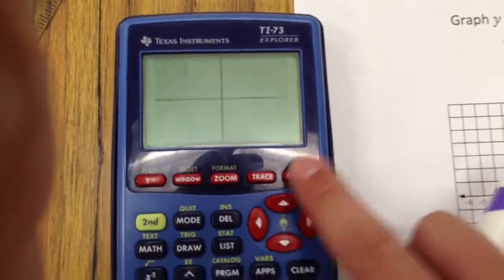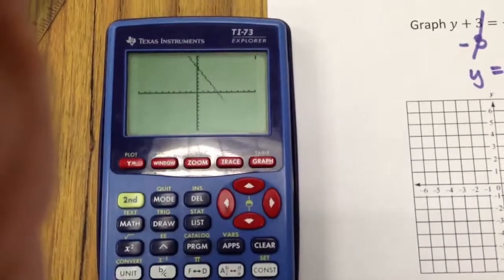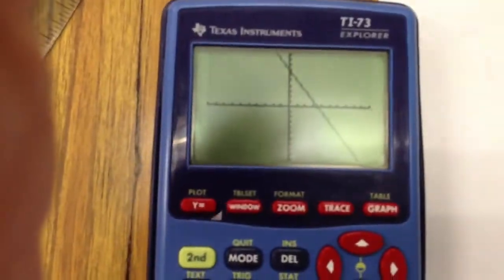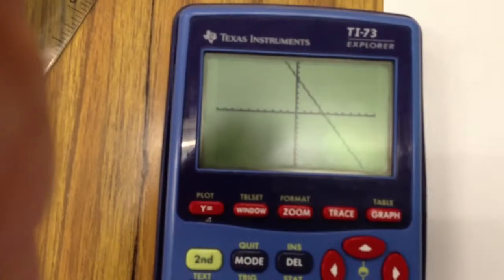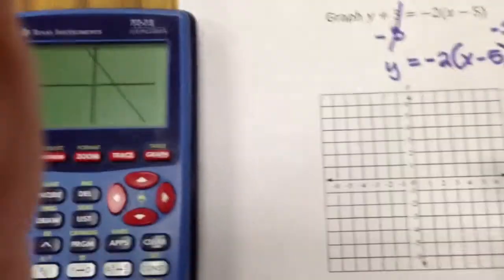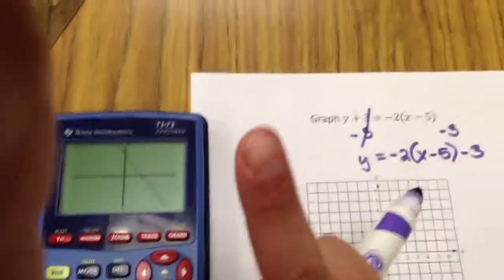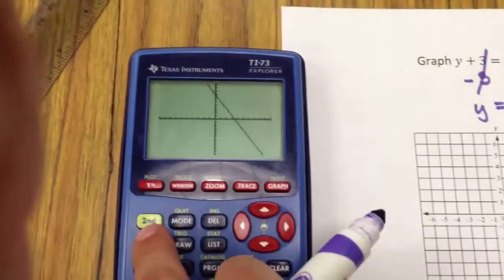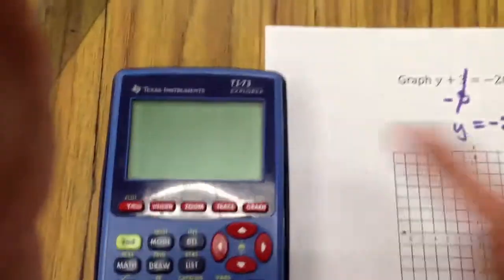Hit graph right there. And let's see what we've got. We've got ourselves a negative slope. And we've got ourselves something that starts up right about here. But you know what, y'all? I'm not just going to draw that graph. I want exact points. So I'm going to hit second graph.